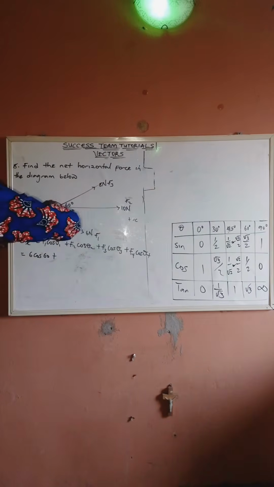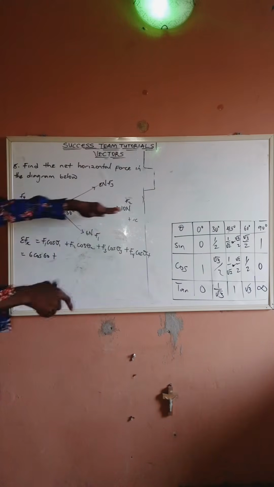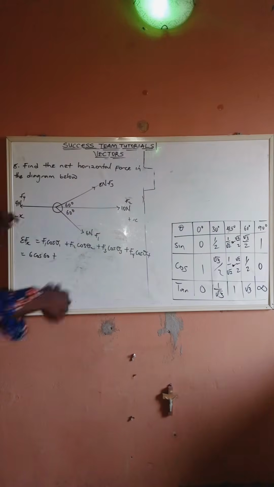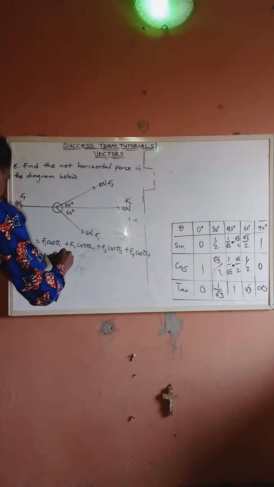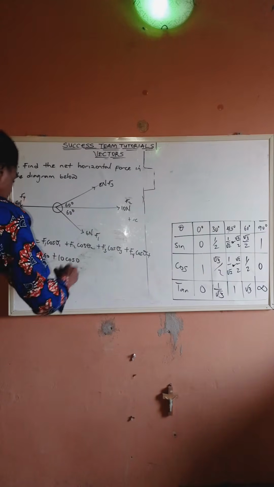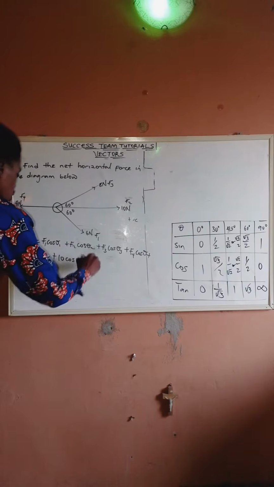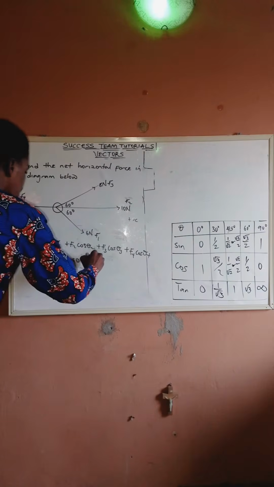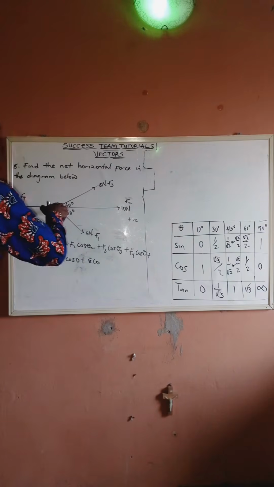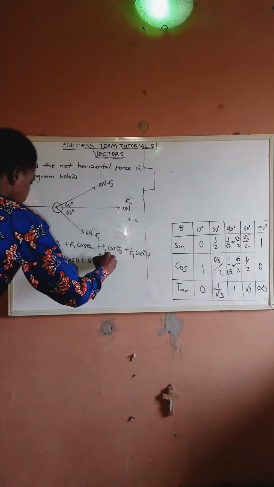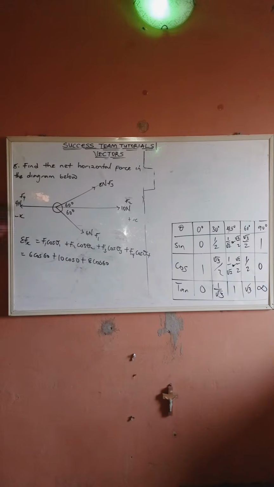As you can see, it's in a straight line to the horizontal, so it's 0 degrees. You can see the force is acting horizontally, so that's 0. That will be 10 cos 0 degrees, right? Plus F3. F3 is 8 Newton. That will be 8 cos 60. Now, this side is at this side, so it's minus now. So it's minus 4.